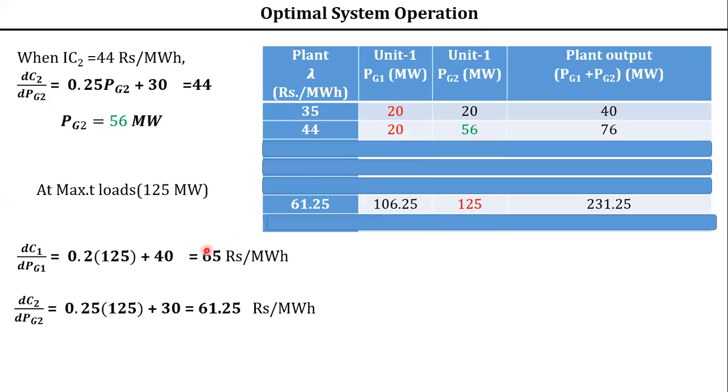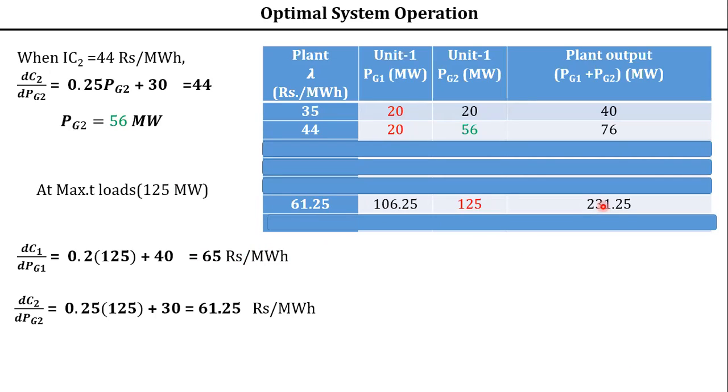Now at 65, I am going to write 65 here. What is the load on unit 2 at 65? Will it increase or decrease? Now I want to find out the loading on unit 1 and unit 2. At 65 incremental cost, what is the loading on unit 2?